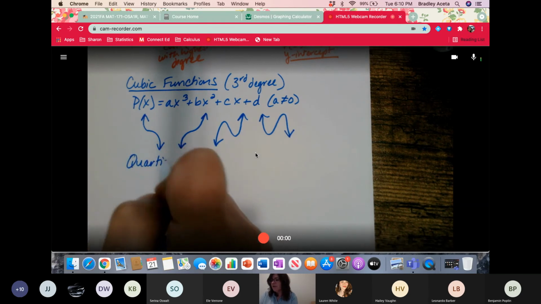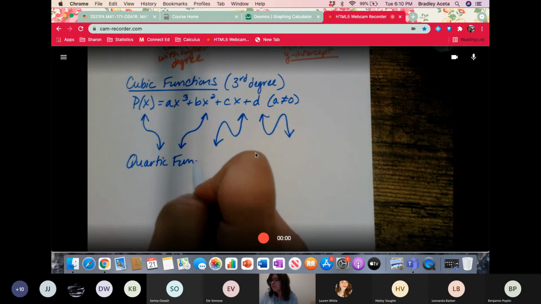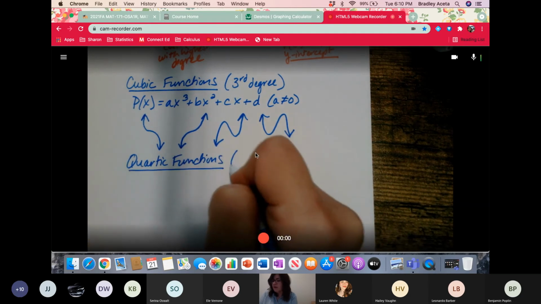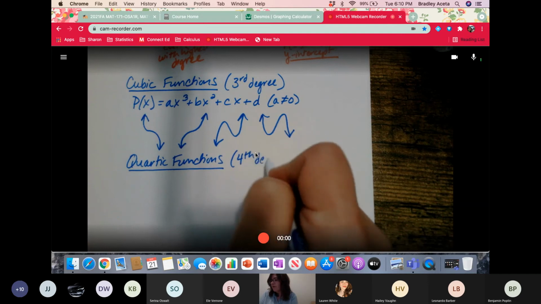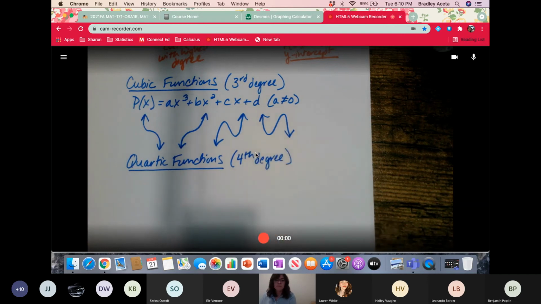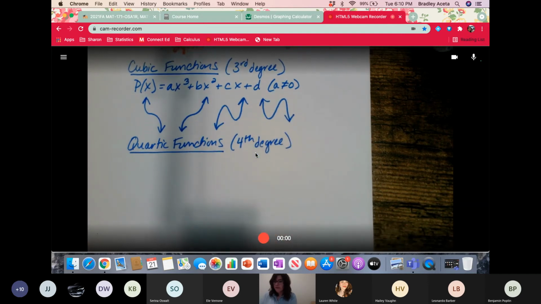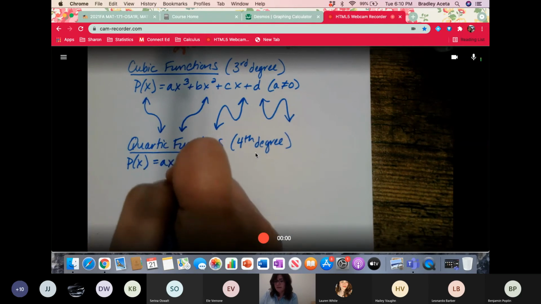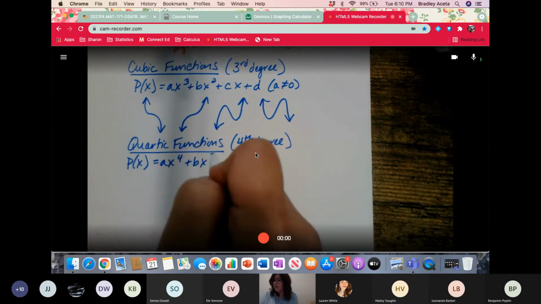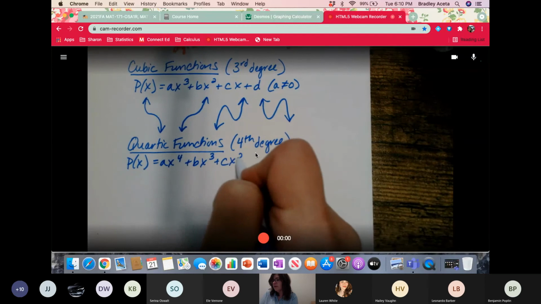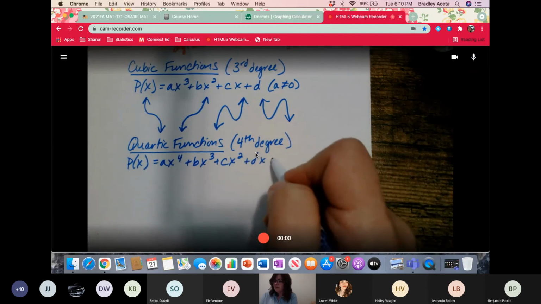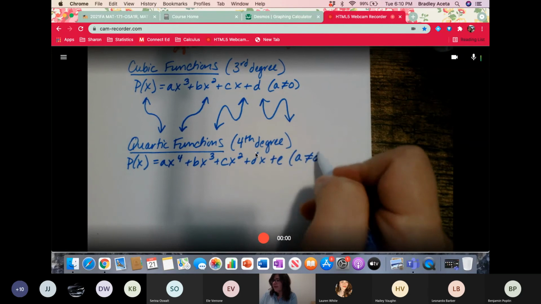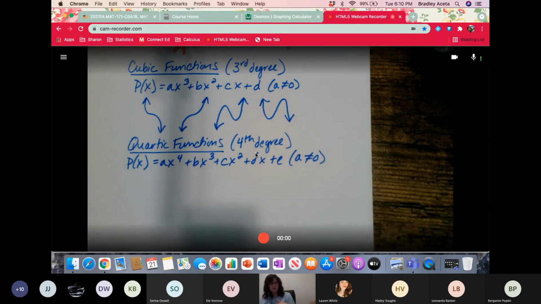The next one is quartic functions. Quartic functions are degree 4 or fourth degree. And that would be a polynomial that looks like this: ax to the 4th plus bx cubed plus cx squared plus dx. What letter am I missing? E. And again, a can't be 0 because then you'd have a cubic function.